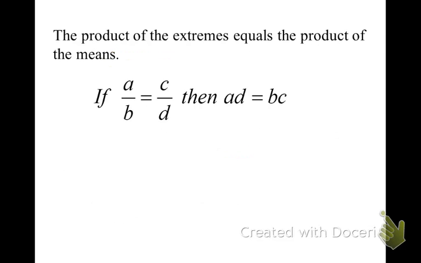So the product of the means equals the product of the extremes. A lot of you were taught in junior high to cross multiply. That's what the product of the means equals the product of the extremes means. So if you have a problem, we do know that 2/3 equals 4/6, and if we cross multiply, we can see that 2 times 6 also equals 3 times 4. That's kind of the proof that the product of the means equals the product of the extremes.